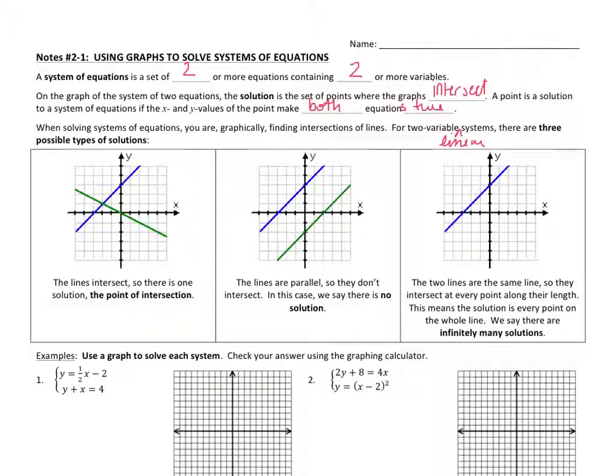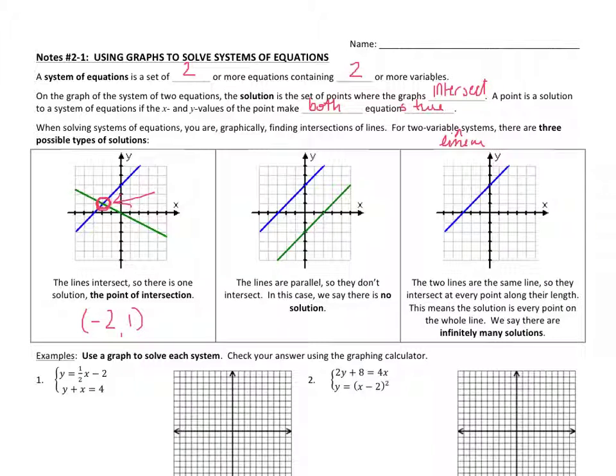This first solution is when you have one point of intersection, and that would be right here in this example. When the lines intersect and there's only one solution, we just say that there's one solution, and then we would write the ordered pair for that solution. So for this particular example, the solution to the system is (-2, 1), because that is the point where they intersect.